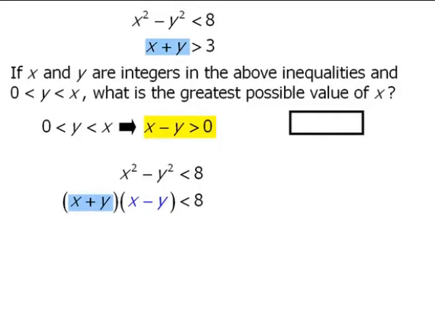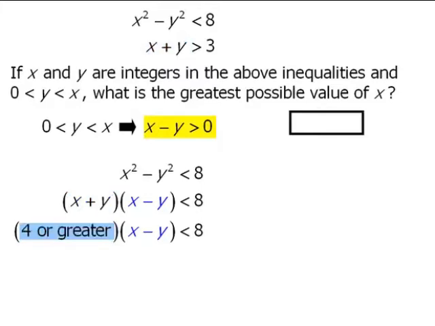Now, if x and y are both integers, we can conclude that x plus y will be 4 or greater. Now notice that we have 4 or greater multiplied by x minus y, and the product is less than 8. Well, we already know that x minus y is greater than 0. Now, from our given information here, we can also conclude that x minus y must be less than 2. Here's why. Let's say that x minus y does equal 2. Well, here we have 4 or greater multiplied by 2, and this product is not less than 8.